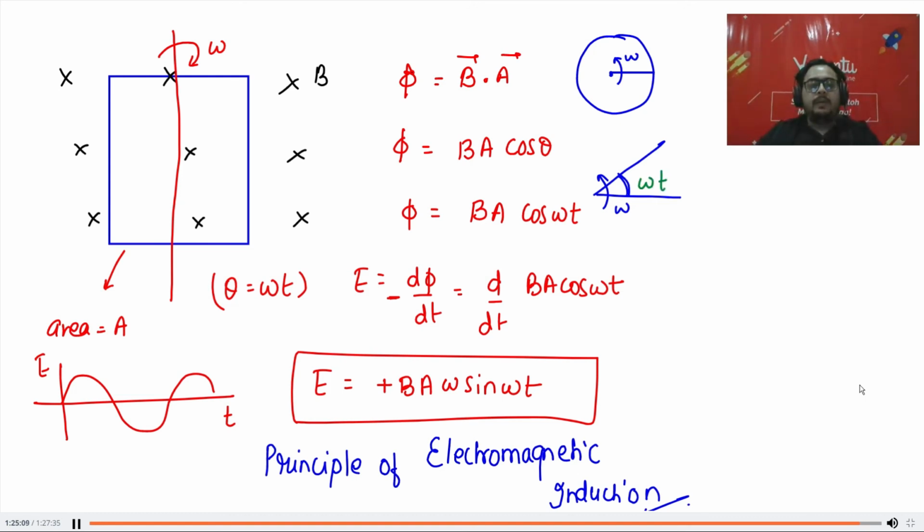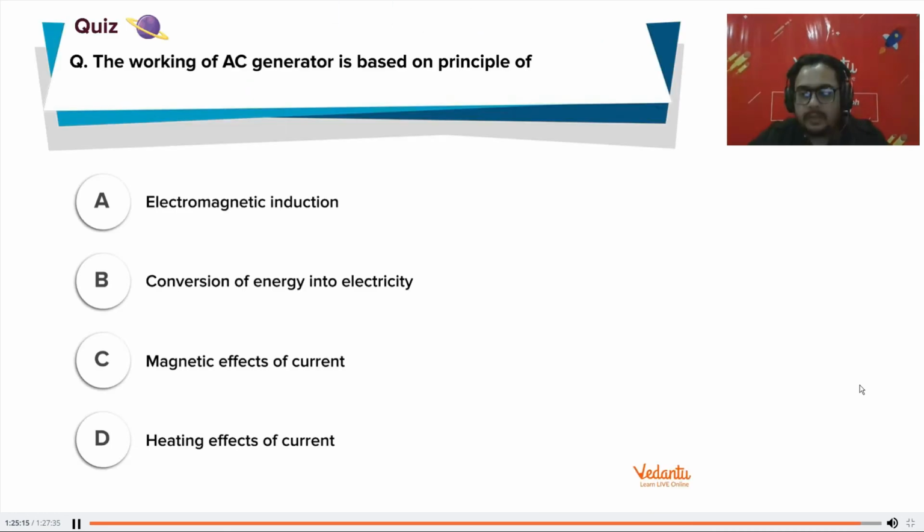So final quiz of the day, please everyone answer. The working of AC generator is based on the principle of what? Your time starts now. Please start marking your answer.